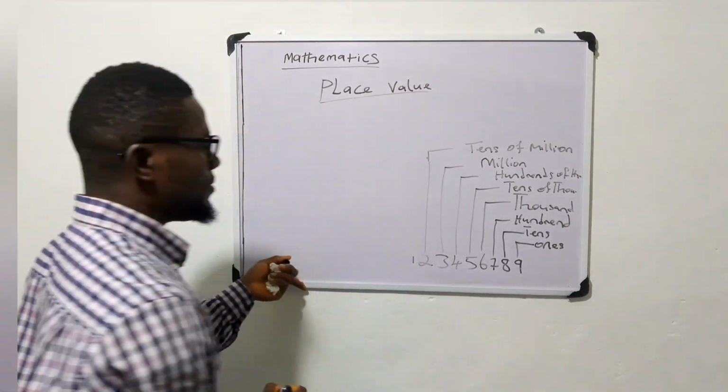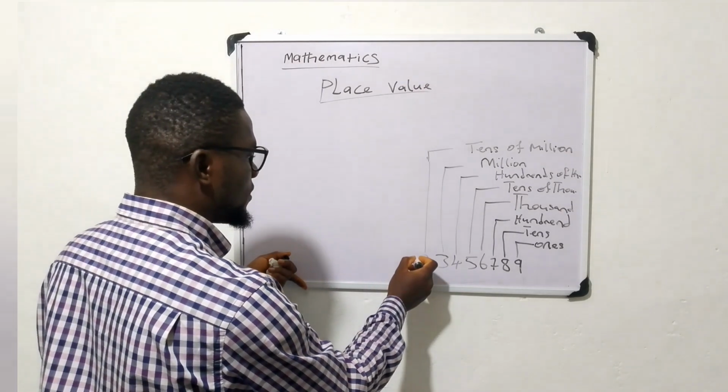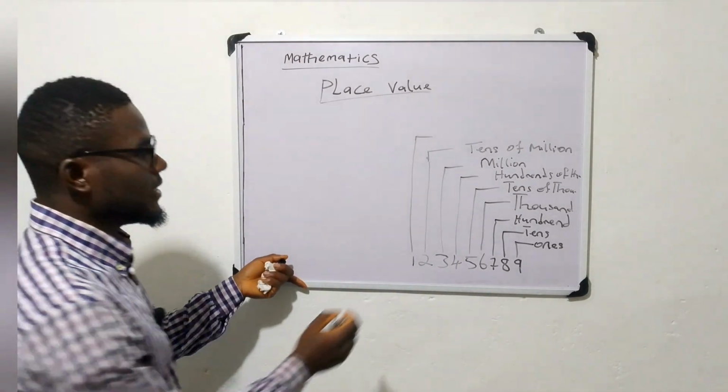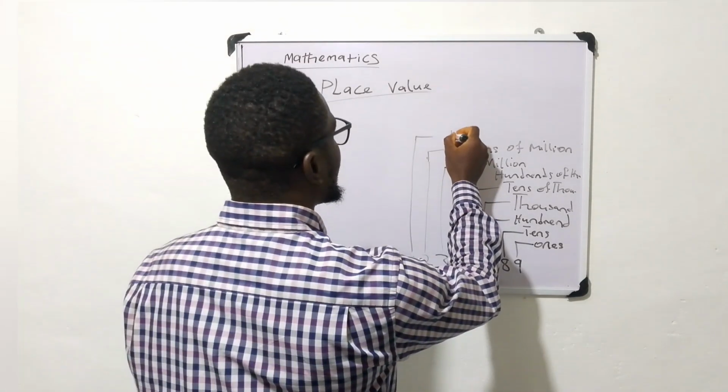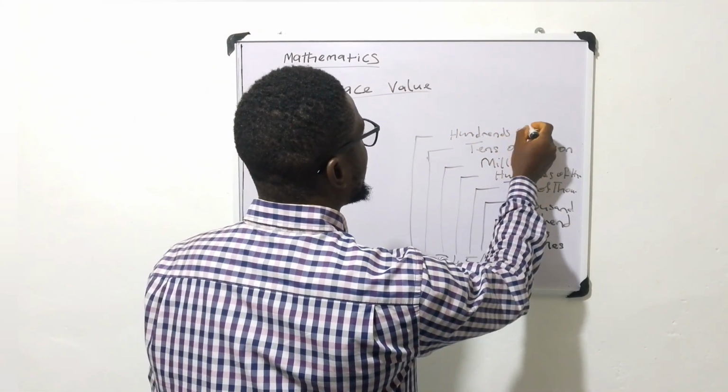Then we have 1. What's the value assigned to the position of this 1? Let's see it here. The position is hundreds of millions.